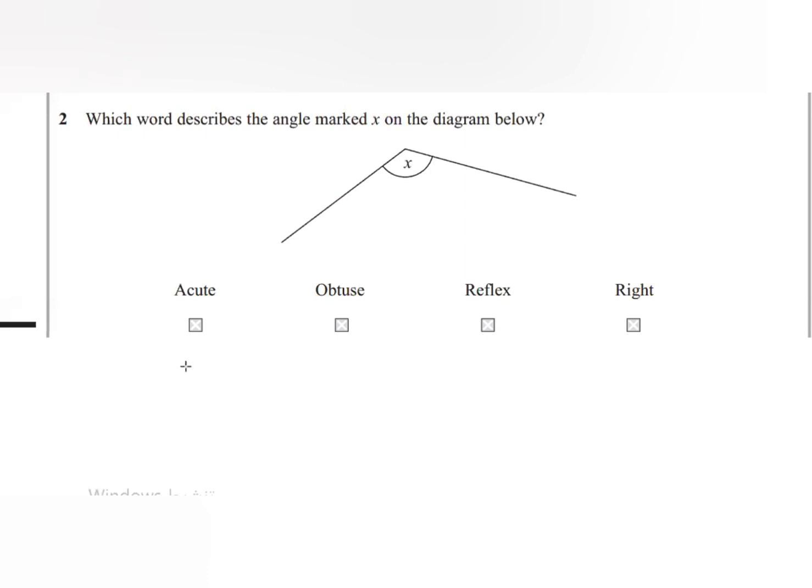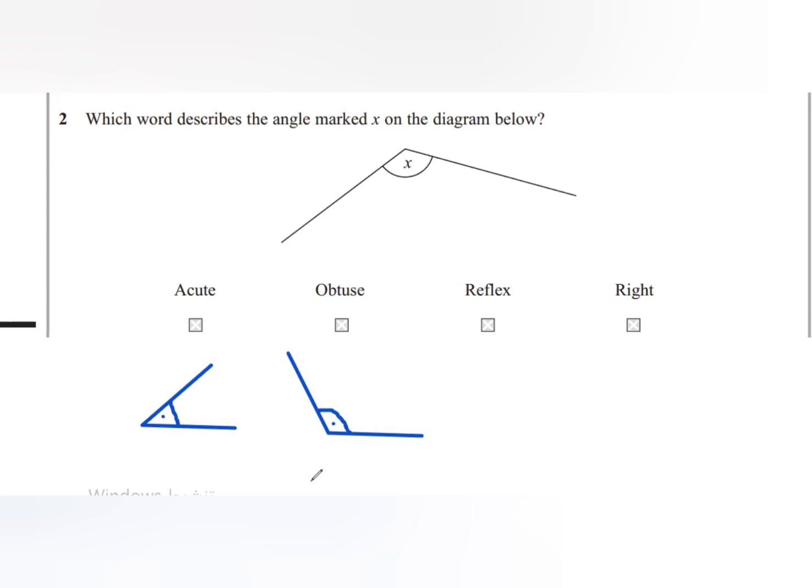An acute angle means the angle is between 0 and 90, which is like this. That's the meaning of acute angle. An obtuse angle means the angle is bigger than 90 but smaller than 180. So it looks something like this. Okay, this is the angle.